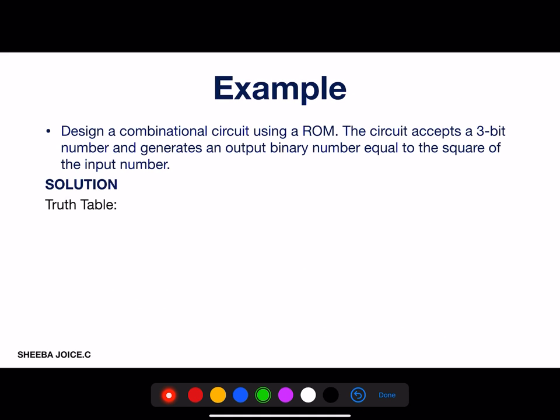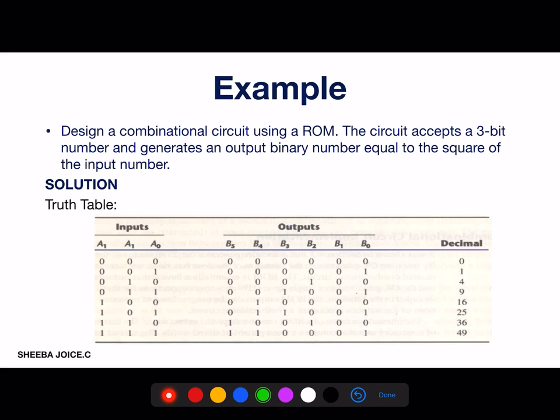Now, for an example, let us consider designing a combinational circuit using a ROM. Here the circuit accepts a 3-bit number and generates an output binary number equal to the square of the input number. So let's write the truth table. The truth table should contain inputs and outputs. The inputs are a 3-bit number, so 3 inputs, and we can have 8 combinations. Correspondingly, the output is going to be the square of the input number.